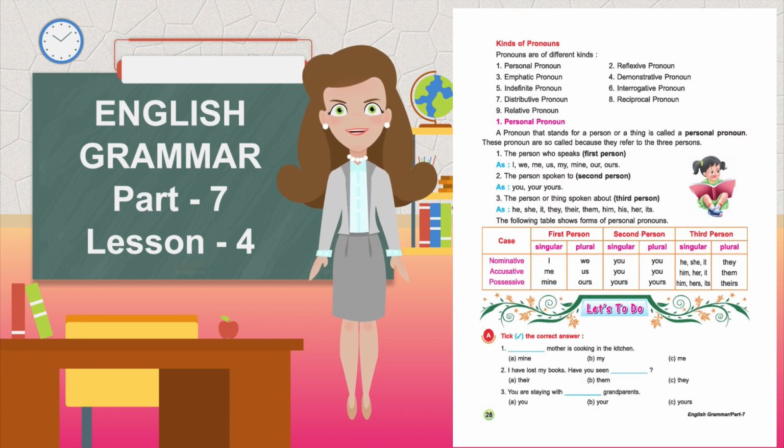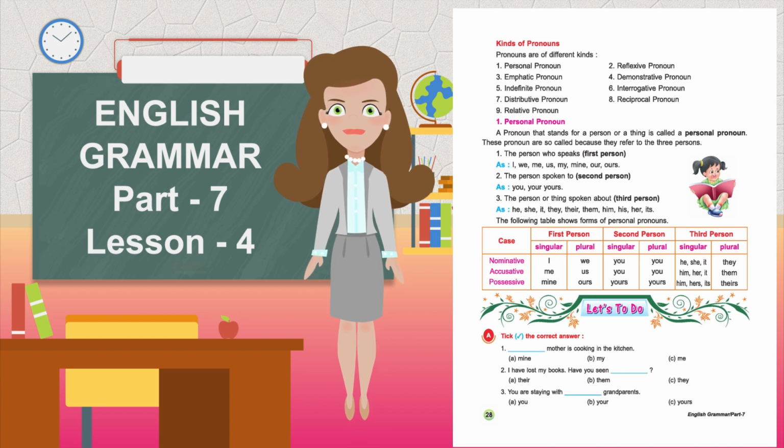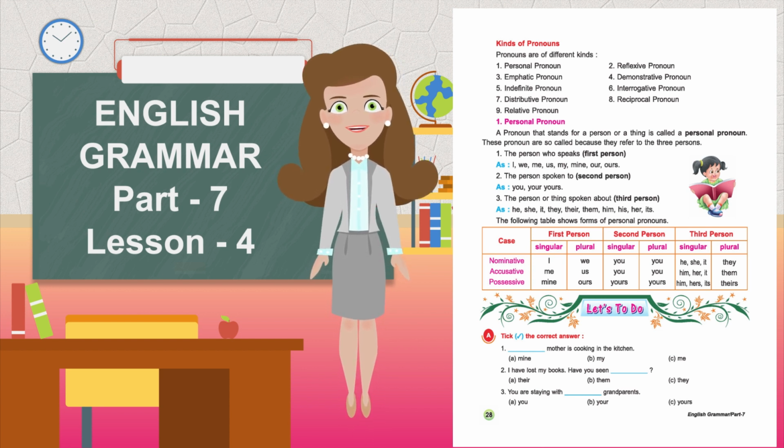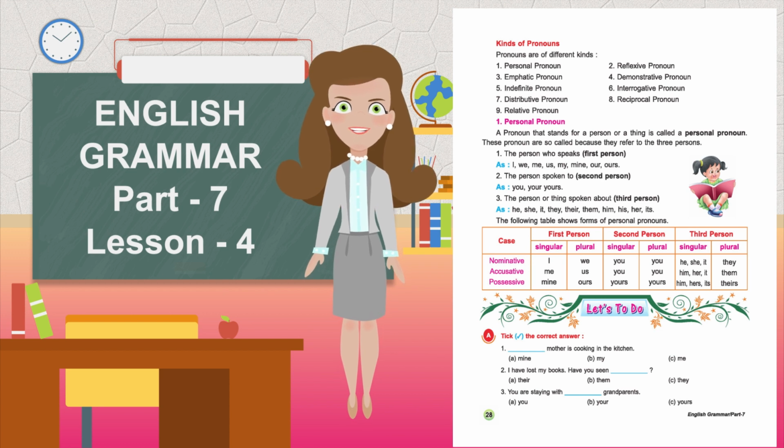Kinds of pronouns. Pronouns are of different kinds: personal pronoun, reflexive pronoun, emphatic pronoun, demonstrative pronoun, indefinite pronoun, interrogative pronoun, distributive pronoun, reciprocal pronoun, relative pronoun. First, personal pronoun. A pronoun that stands for a person or a thing is called a personal pronoun. These pronouns are so called because they refer to the three persons.